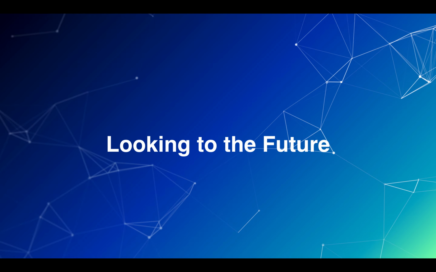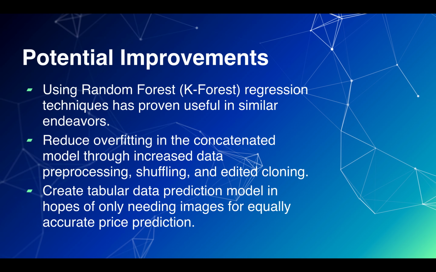And so about the future, what we're looking to do, we are looking to use some random forest regression techniques, which have proven useful in similar tasks. We're looking to reduce overfitting in the concatenated model. Perhaps there's some cloning of certain rows. And finally, we're looking to create a model that can mimic the process of generating tabular data for each image so that in the end we can just use images for price prediction, which would seem a whole lot more useful.